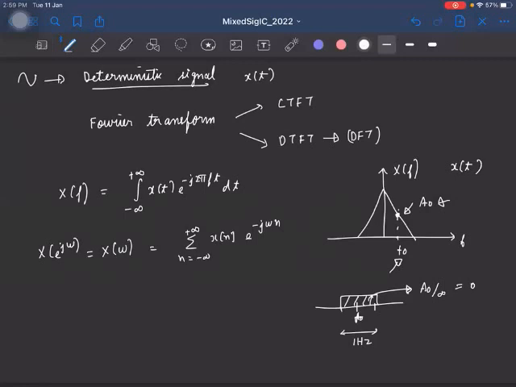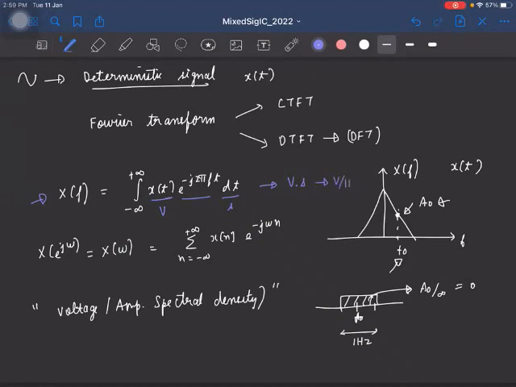So essentially, you can think of this as a voltage or amplitude spectral density. It's like a density function. We can also understand this by looking at the dimension of x of f. If x of t is a voltage signal, it has units of volt. The exponential has no dimensions. dt has a dimension of seconds. So this entire thing has dimensions of volt second, or volts per hertz.